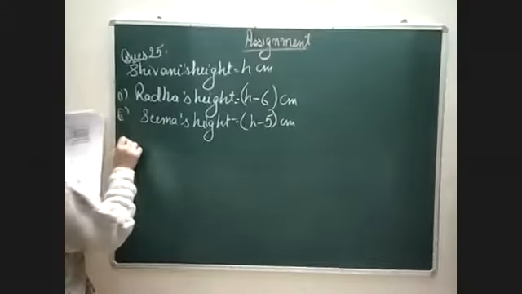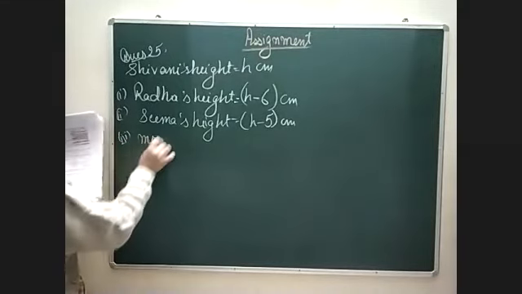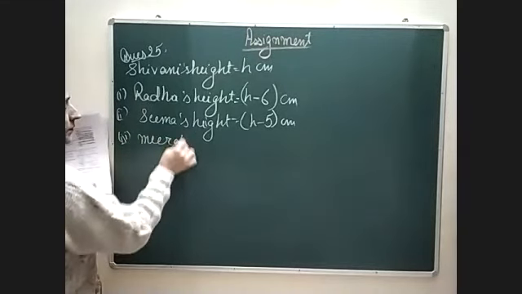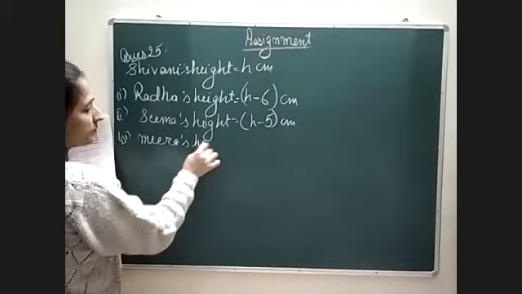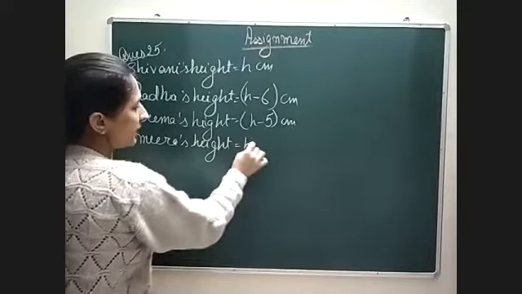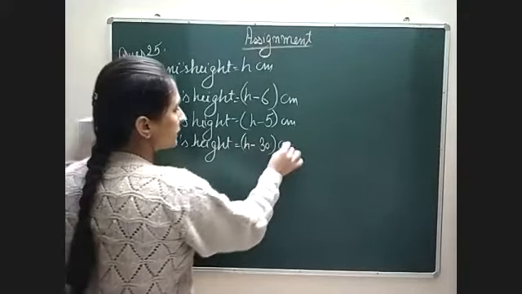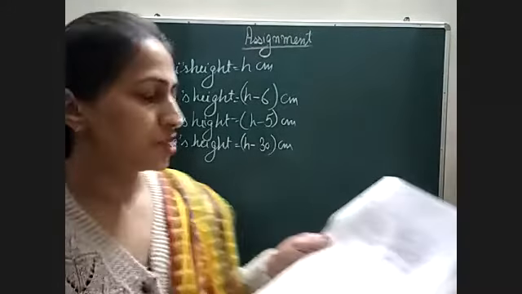Now is the third part. And what was it? Meera's height. 30 less than Shivani. Okay. So let us write Part 3, Meera's height. And that will be h minus 30 because it is 30 less than Shivani's.